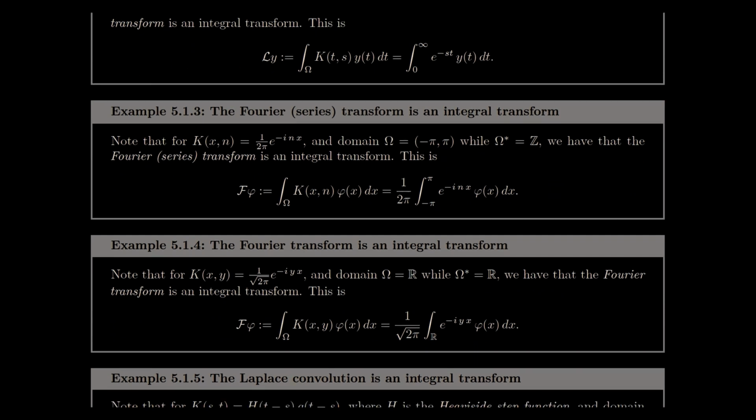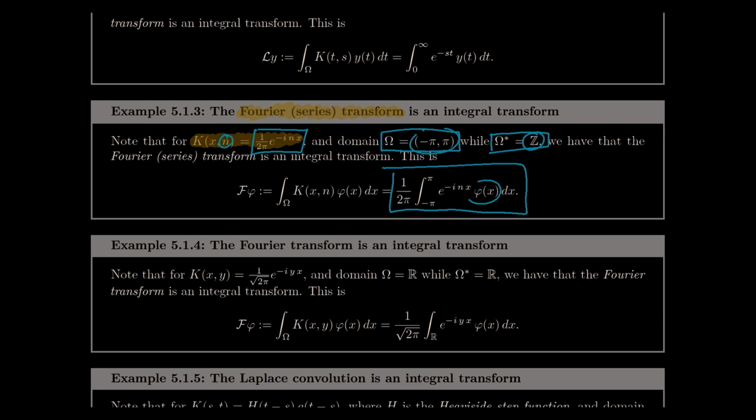The Fourier series transform is also an example of one of these. So earlier I just introduced the regular Fourier transform, but the Fourier series transform is also an integral transform in the event that k, our kernel, is a function of x, the real valued space, as well as n, just the integers, right? So if we take omega to be our interval, negative pi to pi, but omega star to be Z, the integers, then we still have an integral transform, because what happens when I do 1 over 2 pi e to the minus i n x and I integrate some function over that space? That's exactly the Fourier series transform.